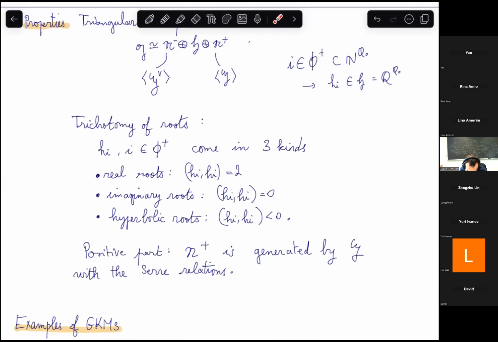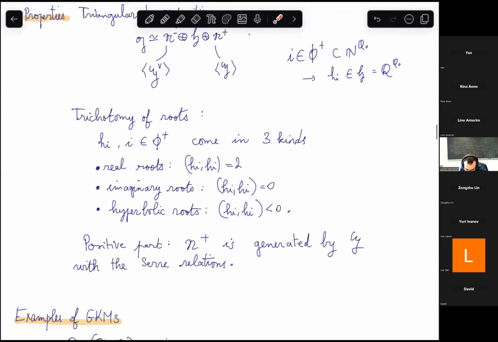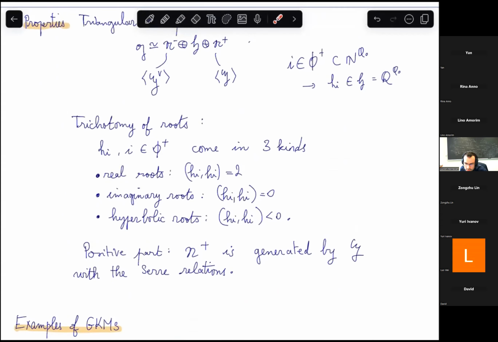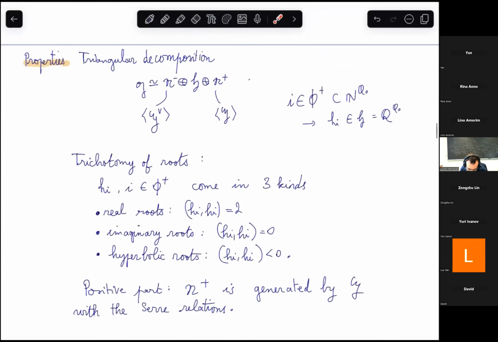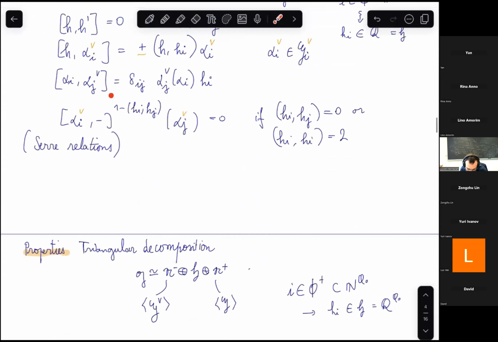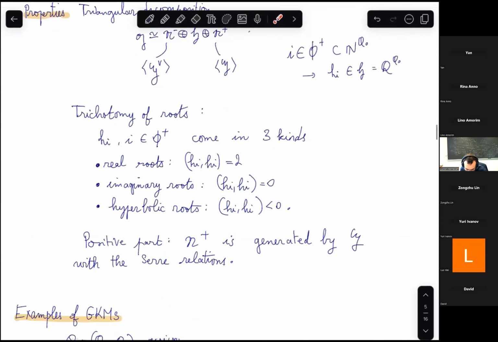Okay, for usual Kac-Moody algebras, we would only have real roots. In here, we have two more families. So it's a Borcherds type of Lie algebra. Sorry, I couldn't hear. Borcherds Lie algebra. It's a Borcherds Lie algebra. Yeah, exactly. Right, and the positive part n plus is generated by G satisfying only the Serre relations. Okay, so the positive part itself has a description by generators and relations.